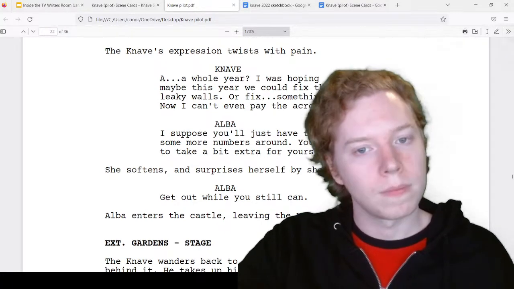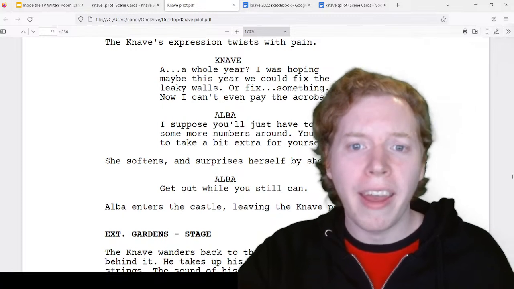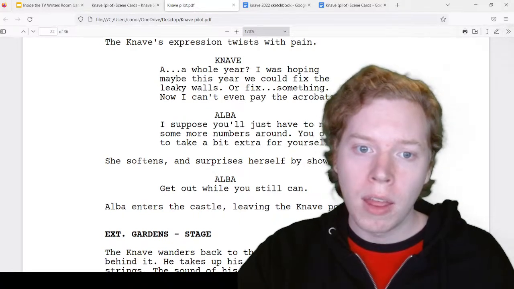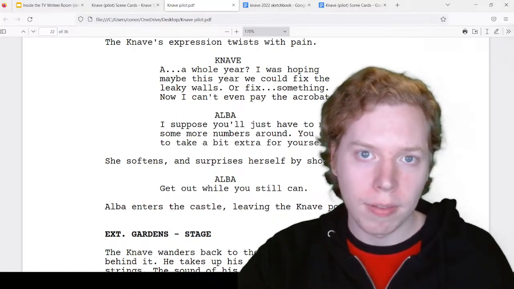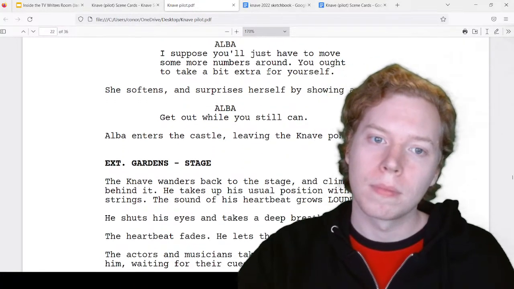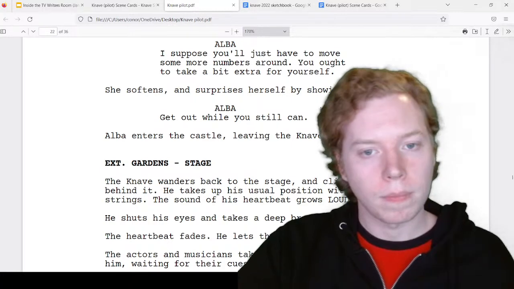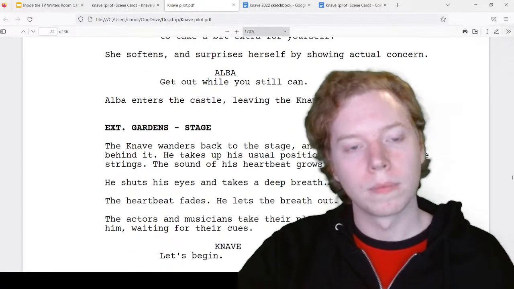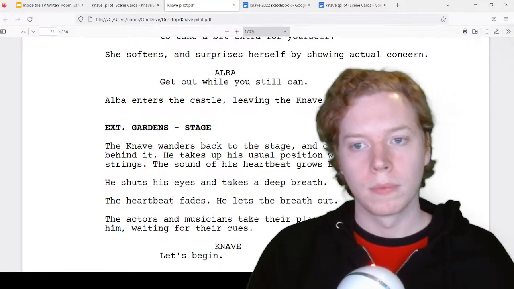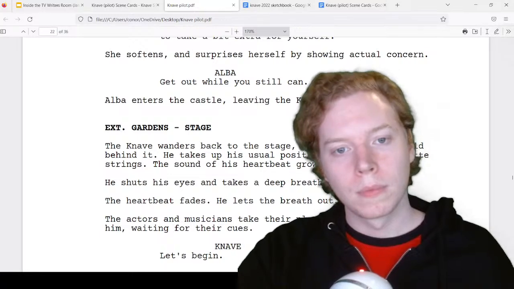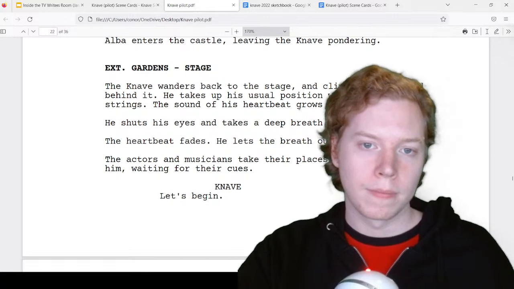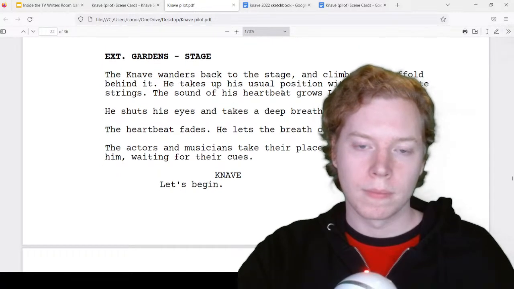The knave's expression twists with pain. A whole year? I was hoping maybe this year we could fix the leaky walls. Or fix something. Now I can't even pay the acrobats. I suppose you'll just have to move some more numbers around. You ought to take a bit extra for yourself. She softens and surprises herself by showing actual concern. Get out while you still can. Alba enters the castle, leaving the knave pondering.